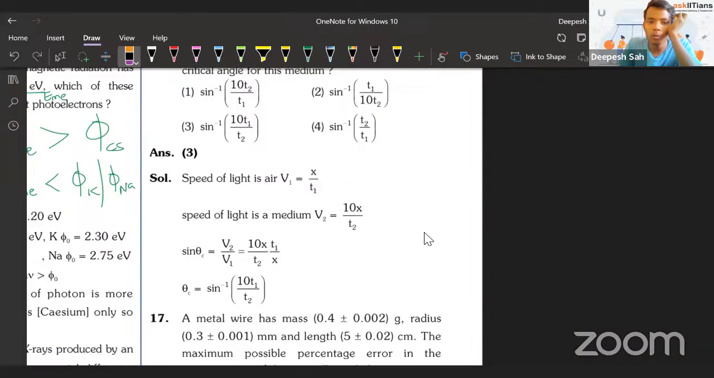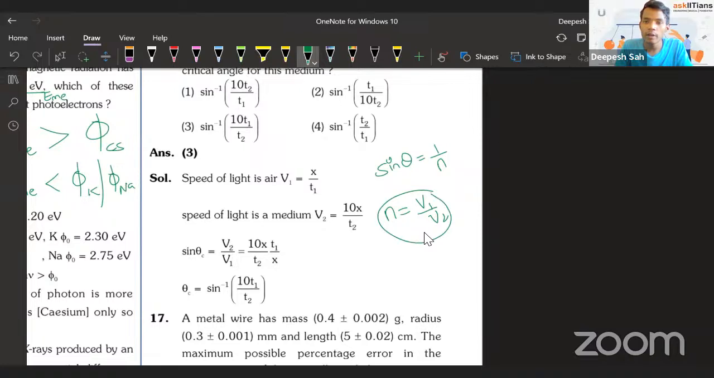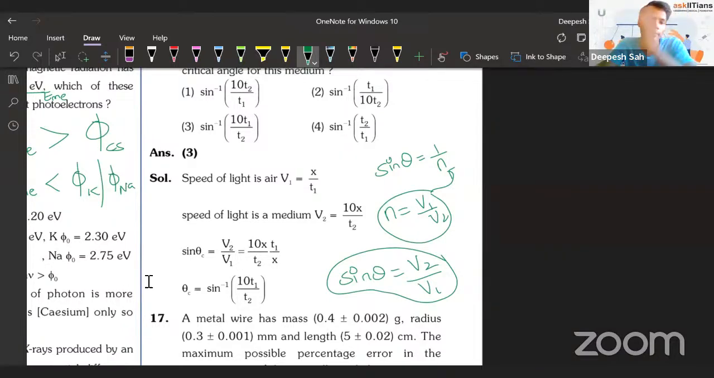But when we talk about the critical angle, if you know it, well and good. If you don't know it, keep it in mind. The sine of the critical angle theta is 1 by refractive index. Now the refractive index is equal to v1 by v2. So when you put the value of refractive index over here, you will find that sine theta depends upon the velocity of 2 by the velocity of 1. So this was not a very easy question, and of course not a very tough question as well.